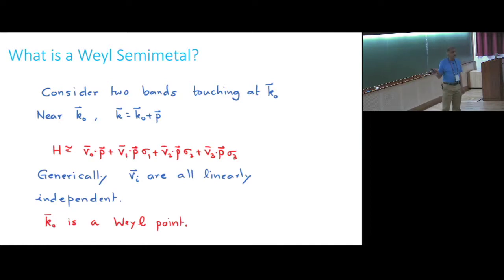So you do something called k dot p perturbation theory. You expand around that point where they touch, and you find generically that this is the Hamiltonian, because there are only two bands. There should be a 2x2 matrix in k space, and this is what that 2x2 matrix looks like generically. And this term is just the unit matrix, so we can ignore it. These coefficients are generically all linearly independent, unless there are some symmetries that constrain some of them to be equal. Such a touching in the Brillouin zone is called a Weyl point. Okay, and k0 is a Weyl point.